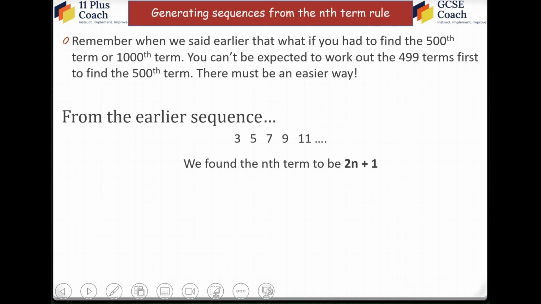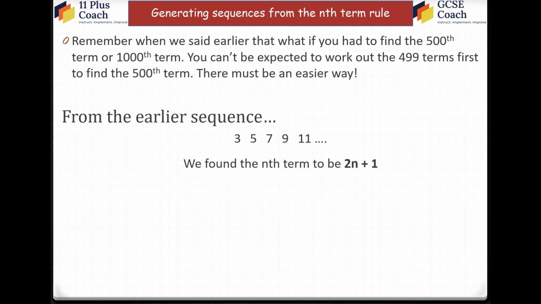Generating sequences from the nth term rule. So remember, you can actually find any term you like from the nth term rule. I already mentioned that before. So if I wanted the 500th term, I would simply replace n with 500, as 2 times 500 would be 1,000, plus 1 would be 1,001. Same if I want the 1,000th term, I can replace n with 1,000, which is 2,000, plus 1 would be 2,001. That's one benefit of it.